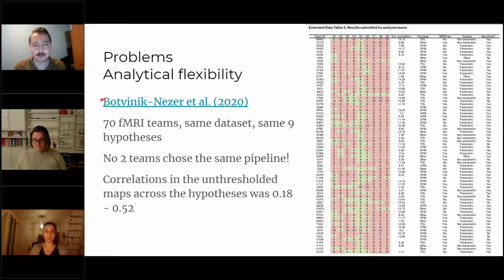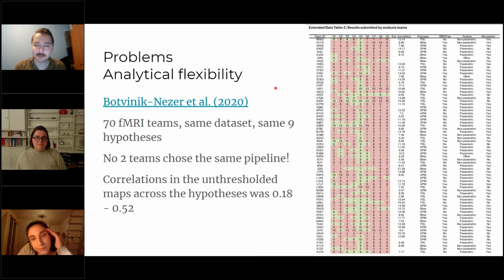So in this study by Botvinik-Nezer and colleagues, what they did is that they basically gave the exact same collected data set to 70 teams of fMRI researchers, as in 70 different research groups all around the world, which specialize in fMRI research, and asked them to confirm or reject the exact same nine hypotheses about this data set. And what they tried to estimate is how consistent these researchers are in both their final answers and in the analytic pipeline that they used.